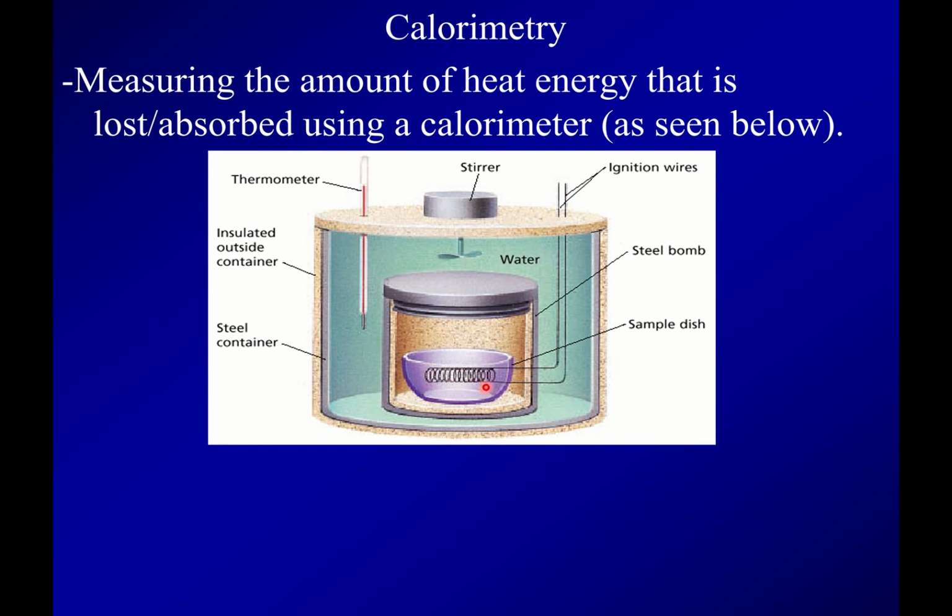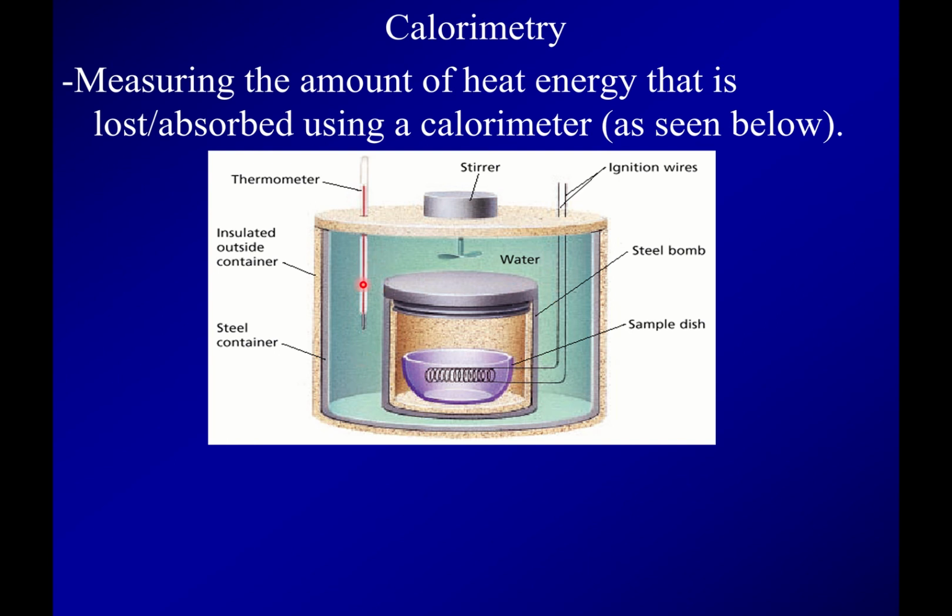The calorimeter starts off with you put your substance in here that you're going to ignite, and you're going to ignite it with the ignition wires, and it's surrounded by water. Heat always flows from hot to cooler areas, so all the heat that is produced in the reaction is going to flow into the water. And then it's going to change the temperature of the water, which we can find with a thermometer.